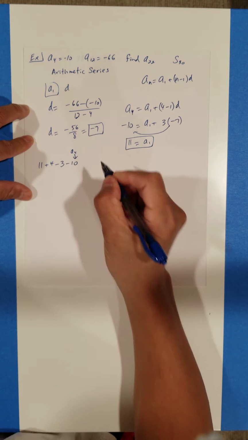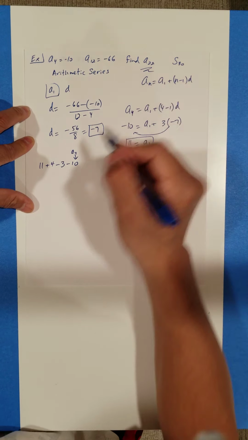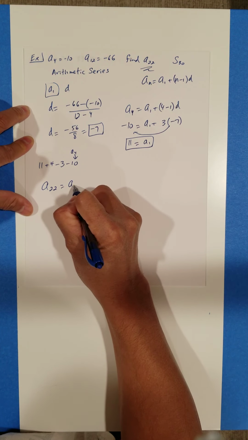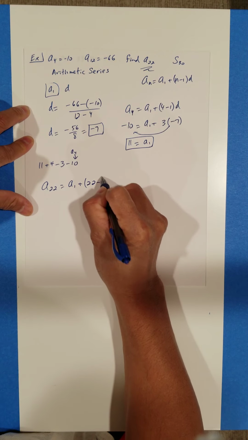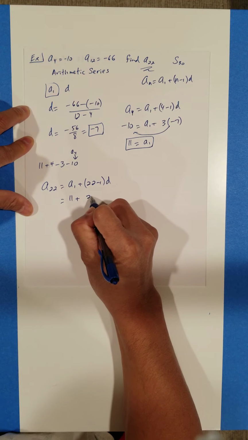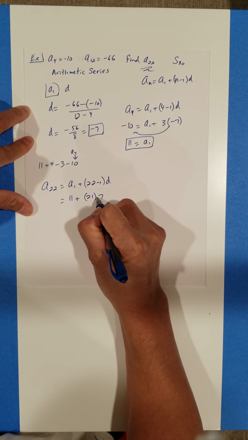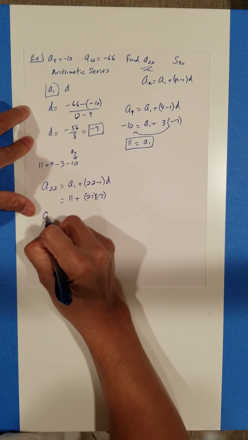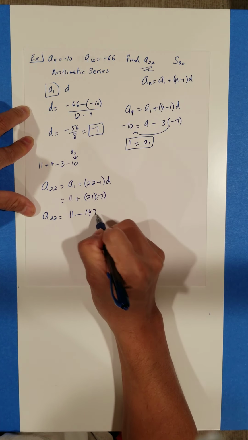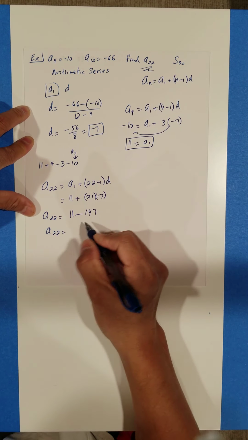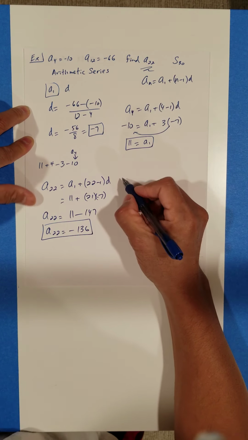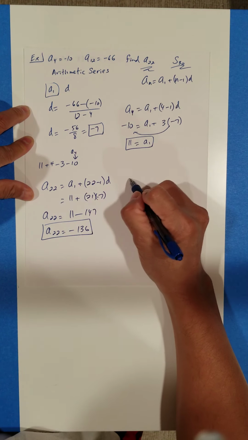Now what they want is the 22nd term. So A22 equals A1 plus 22 minus 1 times D. The 22nd term is 11 plus 21 times -7. So A22 is 11 minus 147. So the 22nd term is -136.